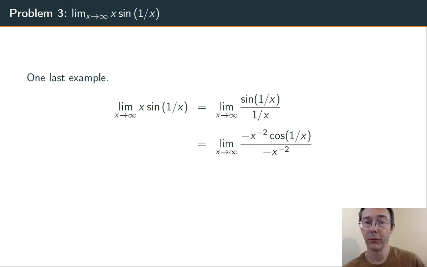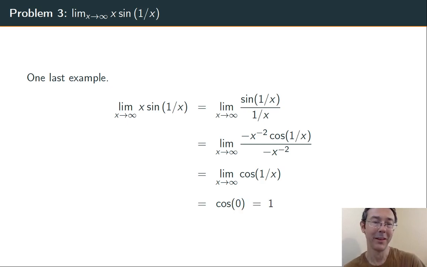L'Hopital's rule, differentiate the top, differentiate the bottom. On the top, I'm using a chain rule, differentiating sine to get cosine, differentiating 1 over x to get negative x to the negative second. Canceling the negative x squareds, I have the limit as x goes to infinity, cosine 1 over x. Now, as x goes to infinity, 1 over x goes to 0, and the cosine of 0 is just 1. And that's my final answer.